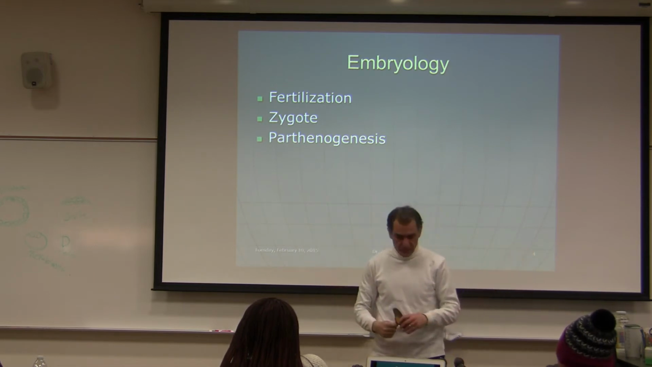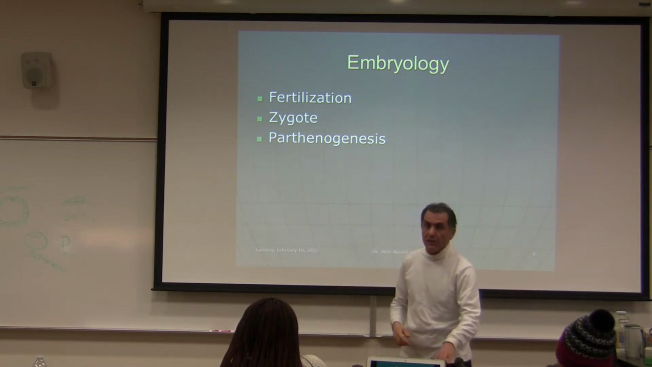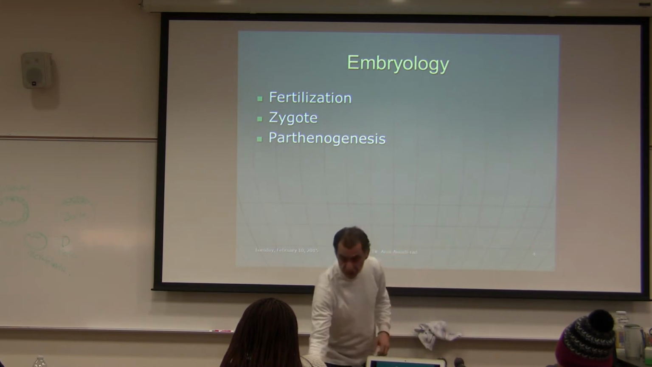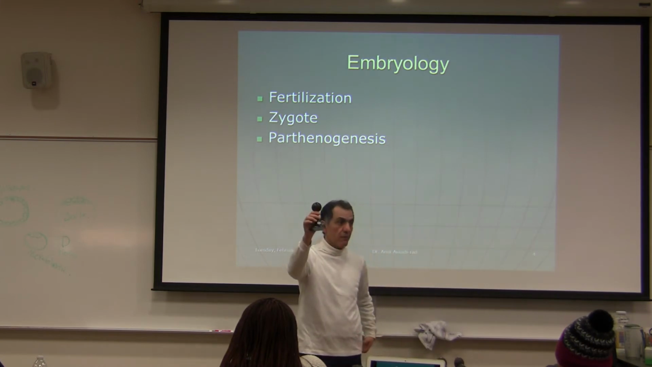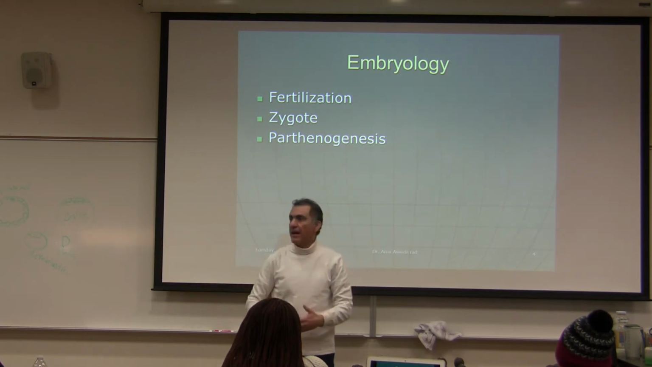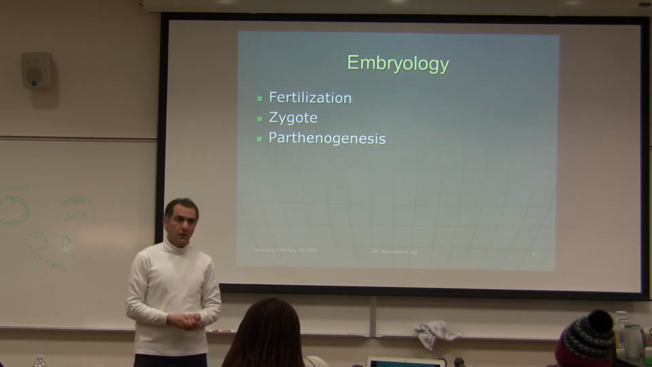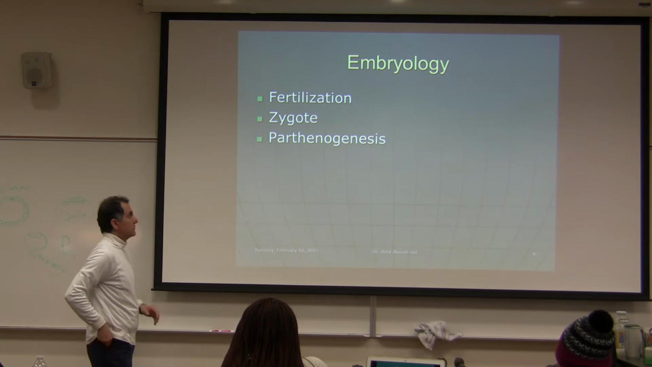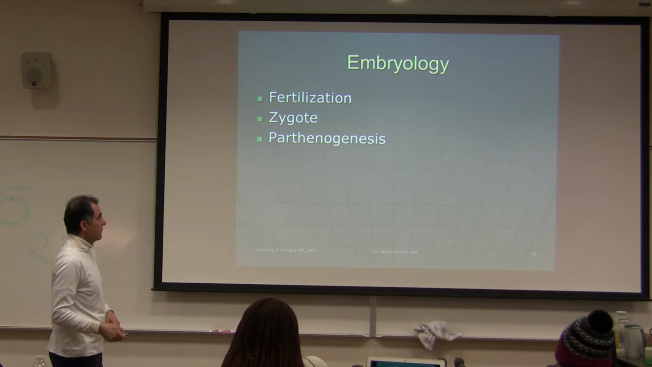Okay, I hope I'm making some sense. No sperm involved, just the egg itself, without the sperm, without fertilization, becomes a salamander, becomes a fish, becomes a frog. Some species, not all of the frogs, not all of them.